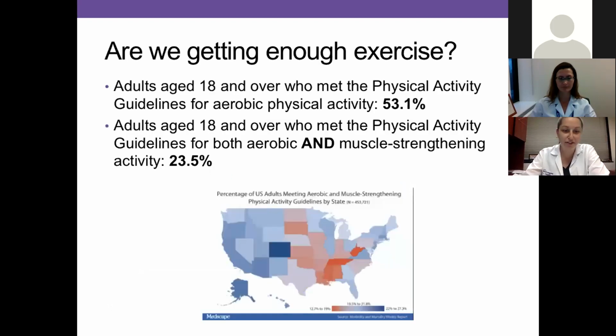So, are we getting enough exercise? The answer, which you probably could have guessed, is no. The percentage of adults aged 18 and over who met the physical activity guidelines for aerobic physical activity was 53.1%. That's actually higher than I would have guessed. But the amount of adults who were getting both the recommended amount of physical activity for aerobic and muscle strengthening was only 23.5%. And again, that varies by state, and the states that are less physically active tend to also be the states with higher rates of obesity.